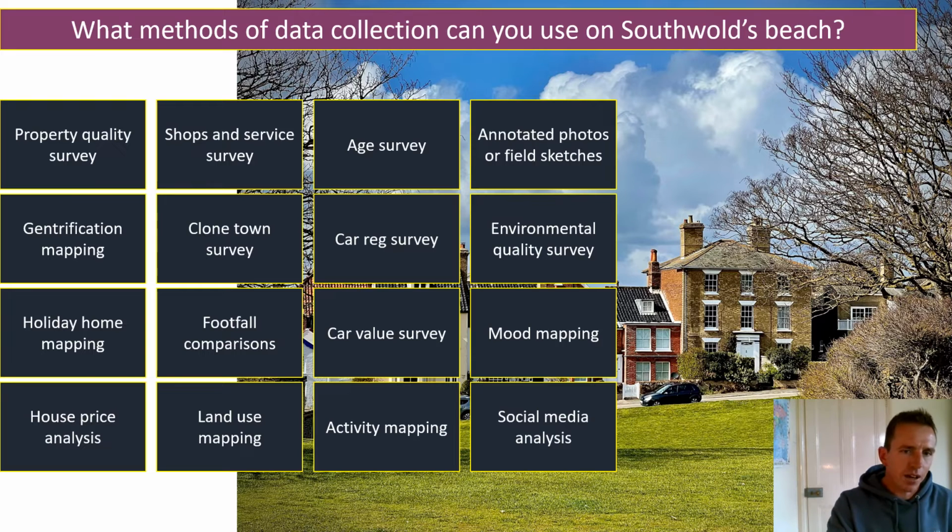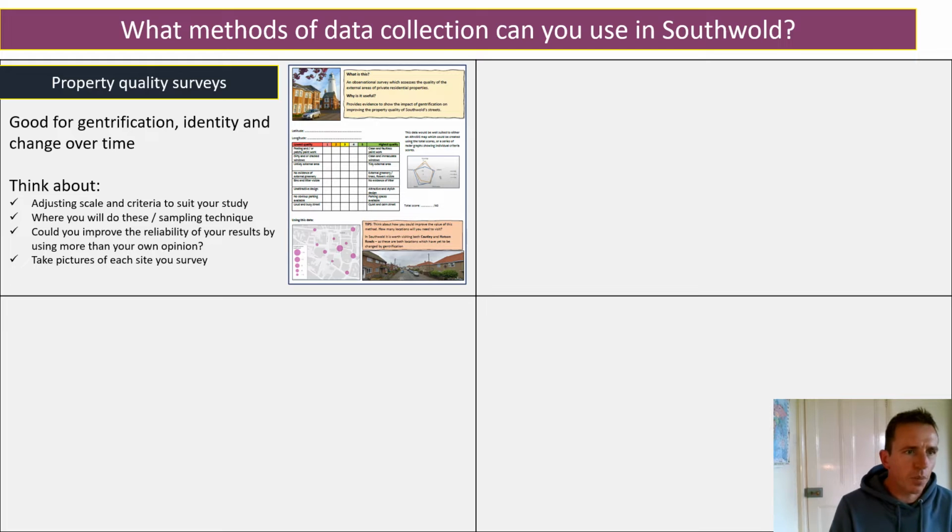So what I'm going to do is go through each of these, hopefully briefly, not in too much detail and too much time, and give you enough information so you understand what each of these methods are about. First of all, the property quality surveys are very similar to things like environmental quality surveys or bipolar surveys that you might have done before.